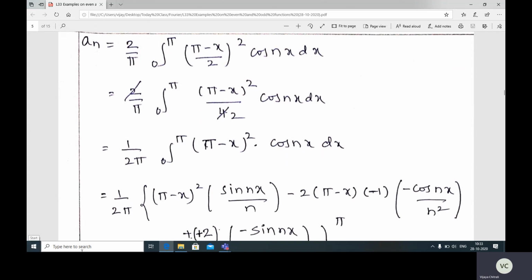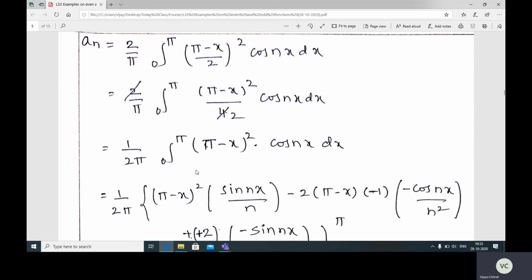Now apply Bernoulli's rule, integration by parts. Always the first function is u, and it is always the polynomial. We take the polynomial as u, so (pi minus x) raised to 2. It is like a polynomial because pi is like a constant and x is there. Take this as u. It is the first function, and the first function will be u and the second function is v.